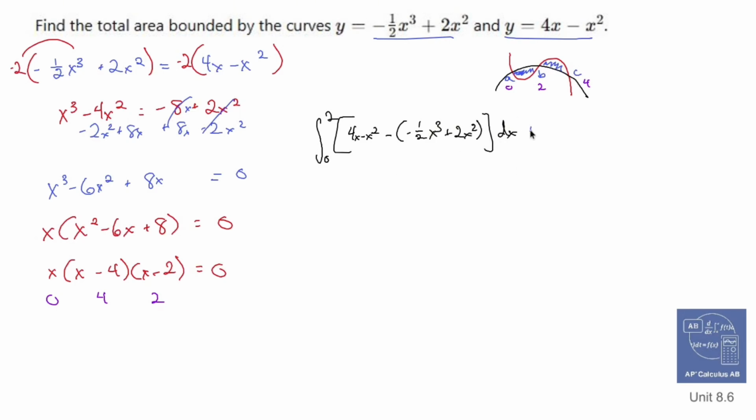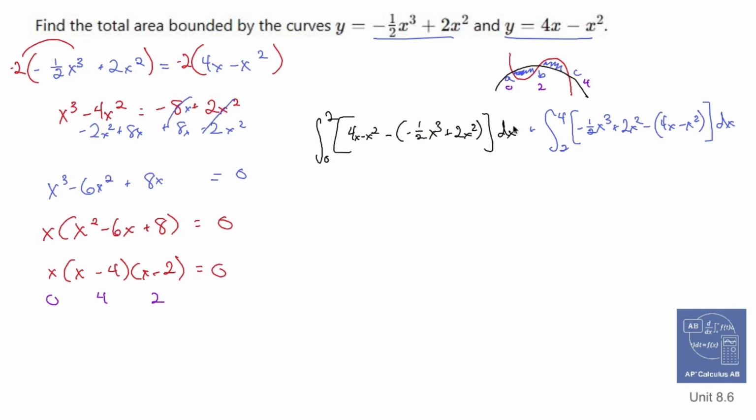The other one is going to be the integral from 2 to 4 of, let's go the opposite way, let's put the cubic first. So we've got negative 1/2 x cubed plus 2x squared minus the quantity 4x minus x squared, dx. Done. All right, now we integrate each one.